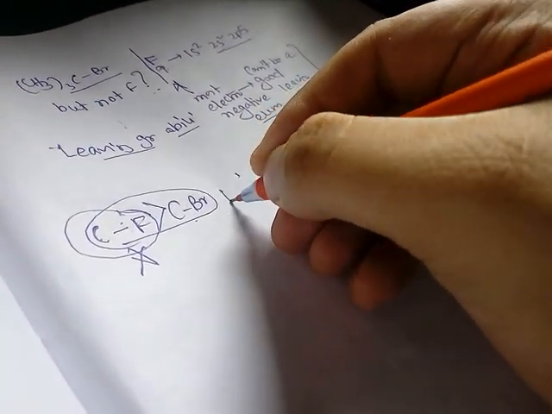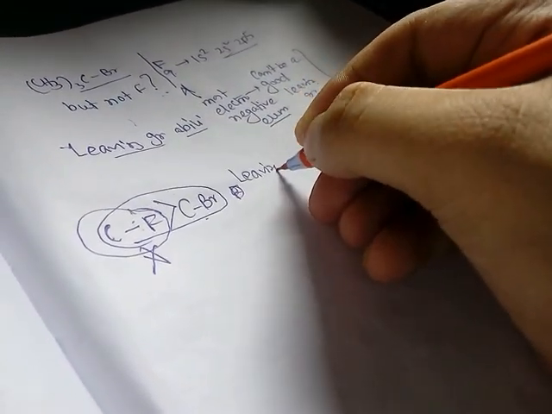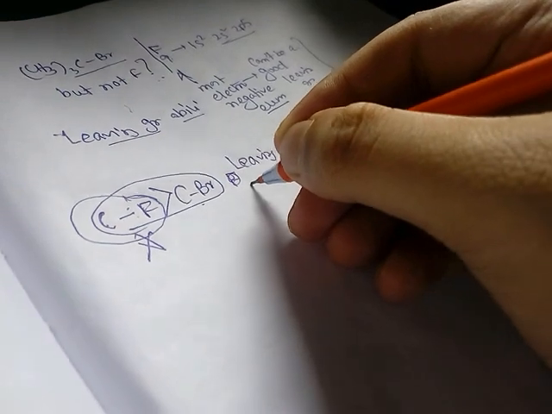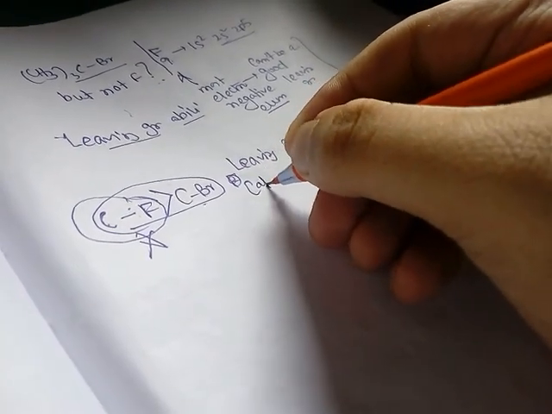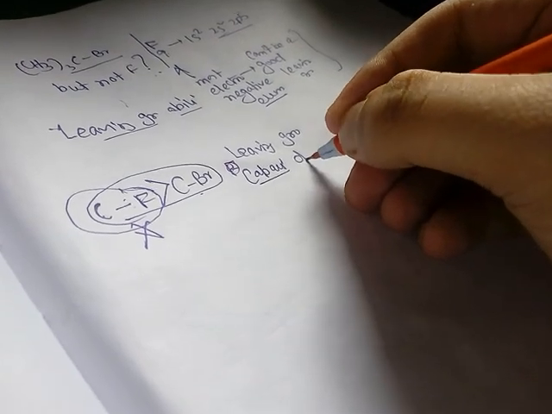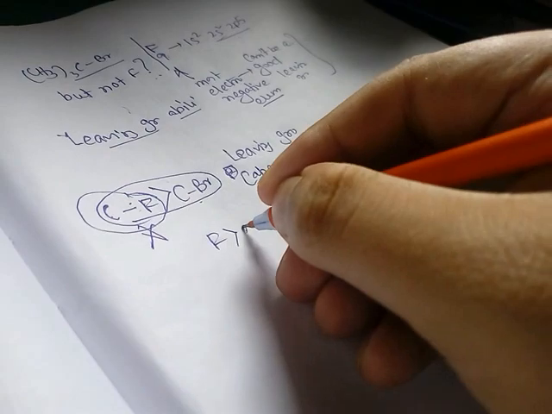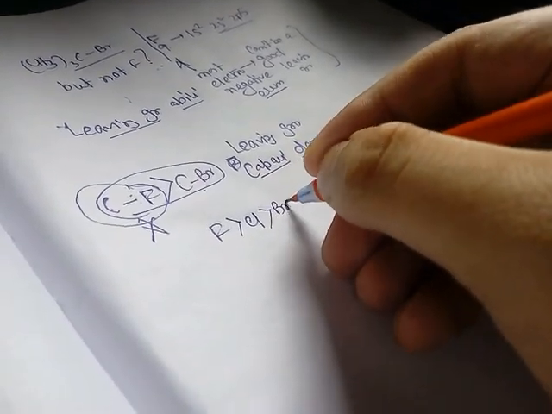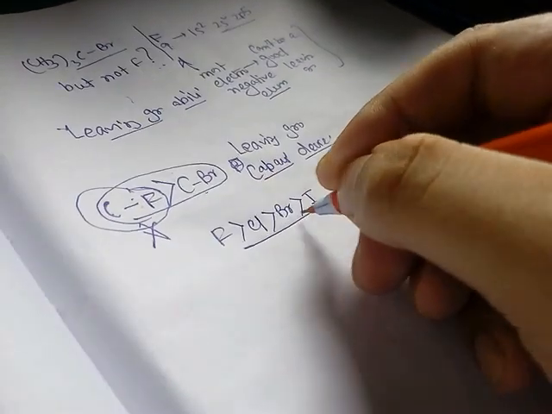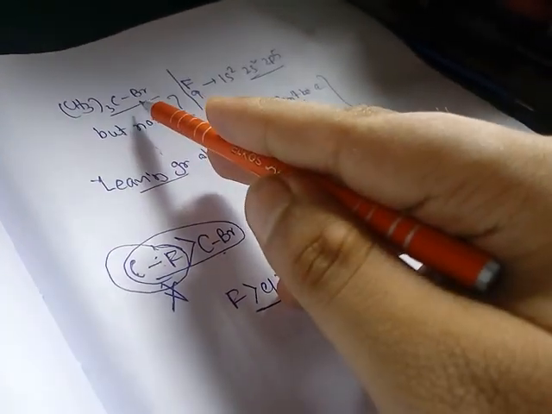That's why the leaving group capacity decreases in the order F greater than Cl greater than Br greater than I. That's the reason why I choose Br, not F.